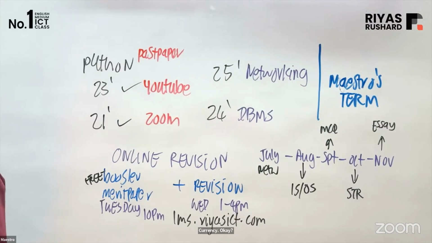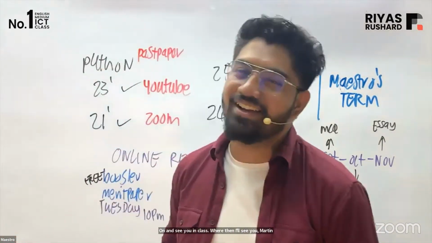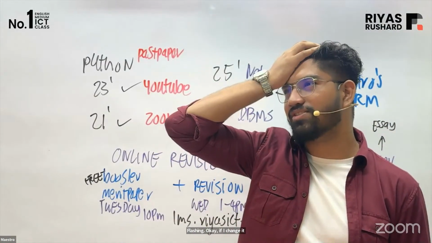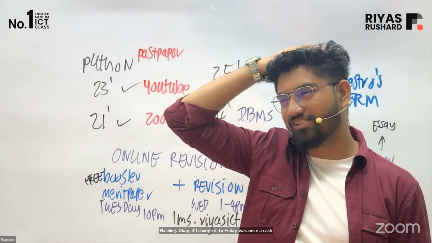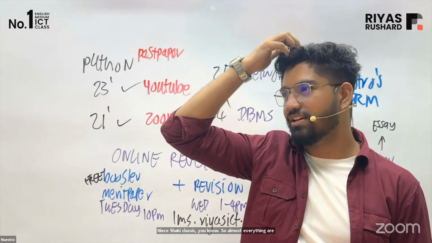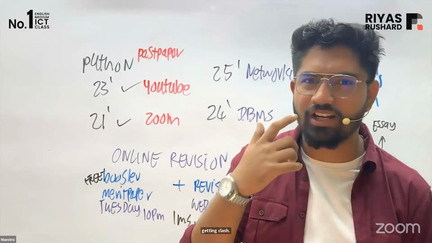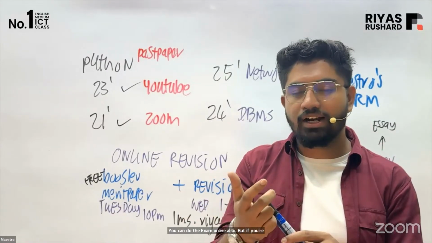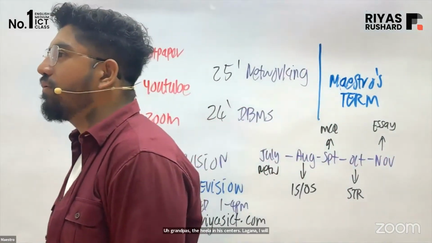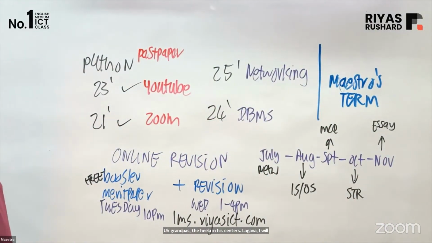I will do the class only on that day, not on other days. If I change the date, it clashes. If I change it to Friday, it clashes with Usman sir; if I change it to Tuesday or Wednesday, it clashes with Nimesh, so almost everything clashes. You can do the exam online also. But if you're near any center, Kandy, Grandpass, Dehiwala, Panadura, you can come and do it there. Try the paper and see.